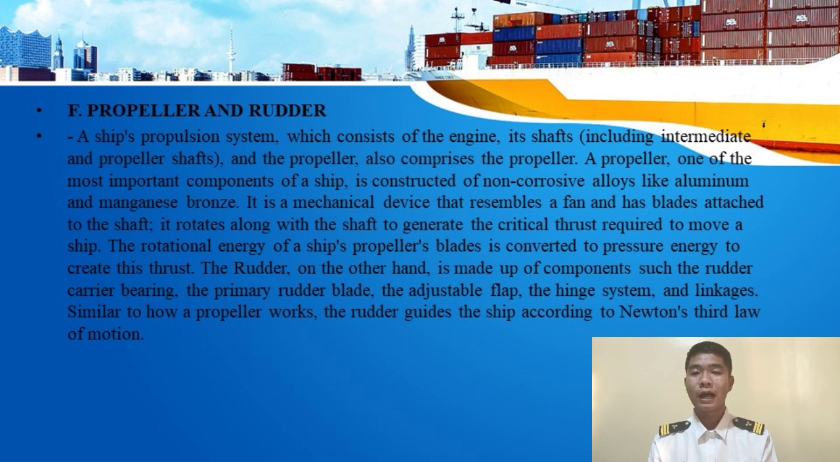The rudder, on the other hand, is made up of components such as the rudder carrier bearing, the primary rudder blade, the adjustable flap, the hinge system, and link gauges. Similar to how a propeller works, the rudder guides the ship according to Newton's third law of motion.